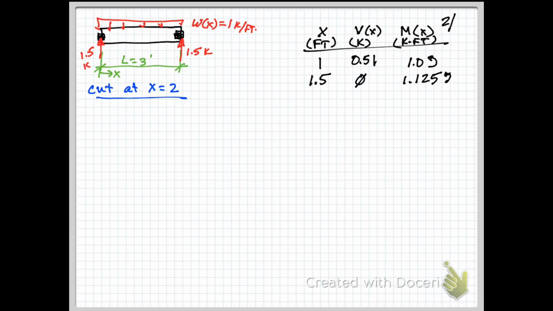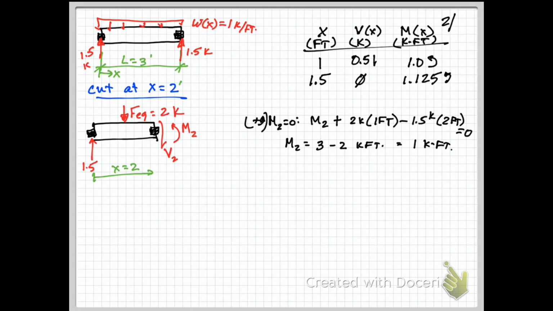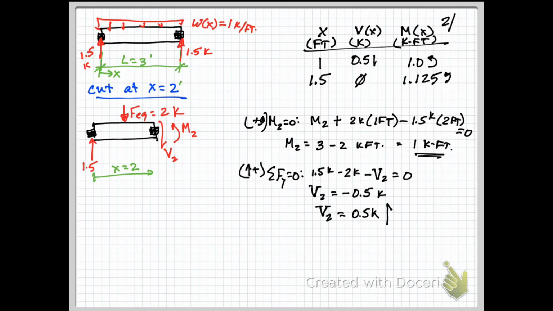We could do a cut at x equals 2 feet. To speed this along a little bit, we can get M2 equals 1 kip foot, and V2 is negative 0.5 kips. That negative means it's in the opposite direction that we assumed, so it's actually going up. Let's add those values to our chart.